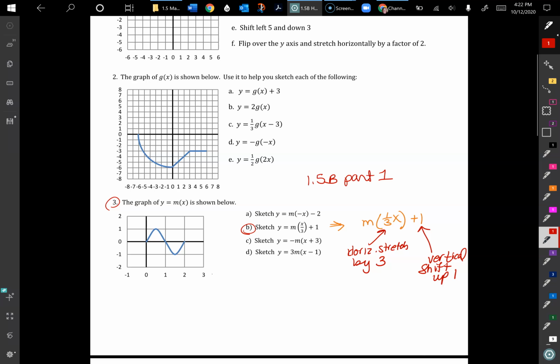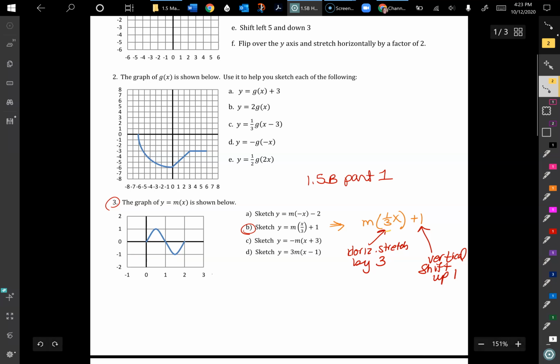So the thing to think about is what's being affected when I have my value in parentheses like that. It's affecting the horizontal or the input. So I would have a horizontal stretch, because remember, we always do the inverse thing that it appears to be. We're kind of forcing this back to be the original parent of x, whatever the function is. We have a picture here, but we don't really know the equation.